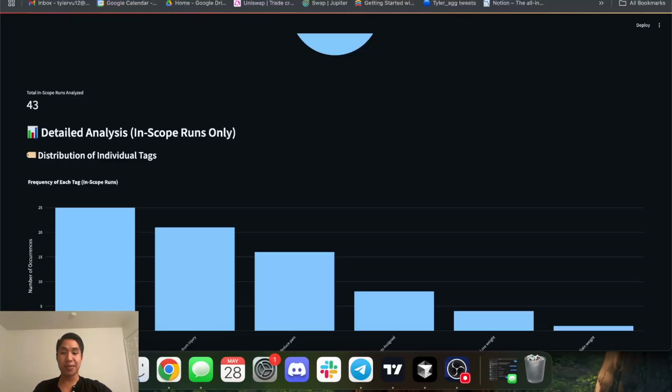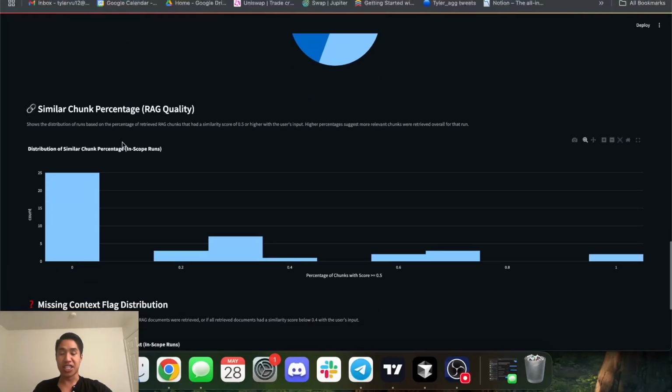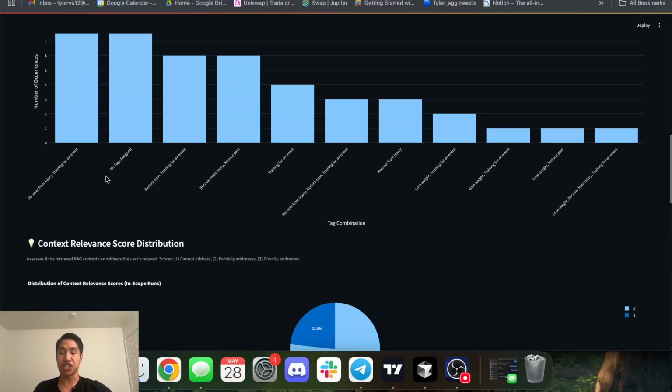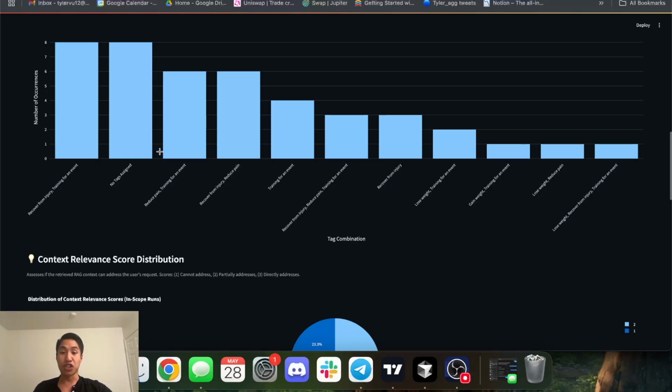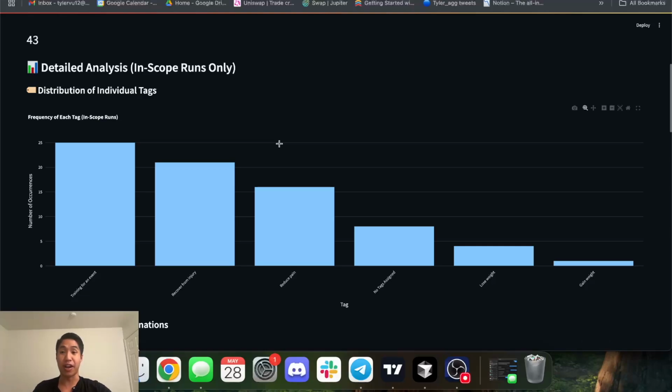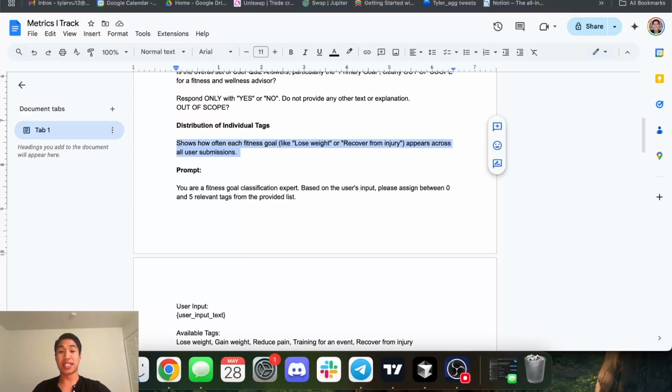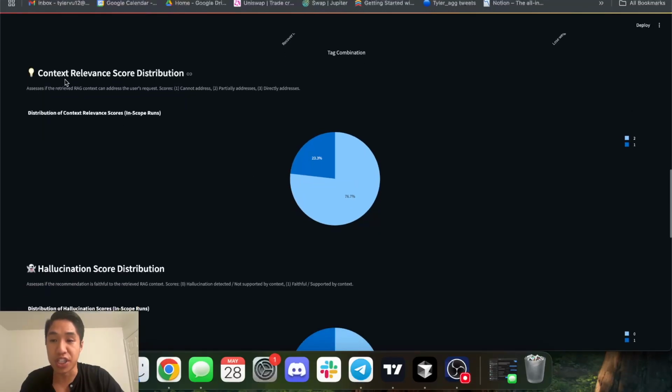The whole point of this is because we're going to get a lot of metrics about similar chunk percentage, hallucination scores, context relevance scores. In the future, you can subset it to what's the context relevance score for people that are training for a marathon. What's the context relevance score for people that are recovering from an injury? What if it's different? Because we need to know, since the whole big deal with these evaluations is identifying what we're missing in our knowledge base. So let's just say our context relevance score distribution just so happens to be really low for marathon training. Then that probably means in our knowledge base, we don't have much about marathon training, right?